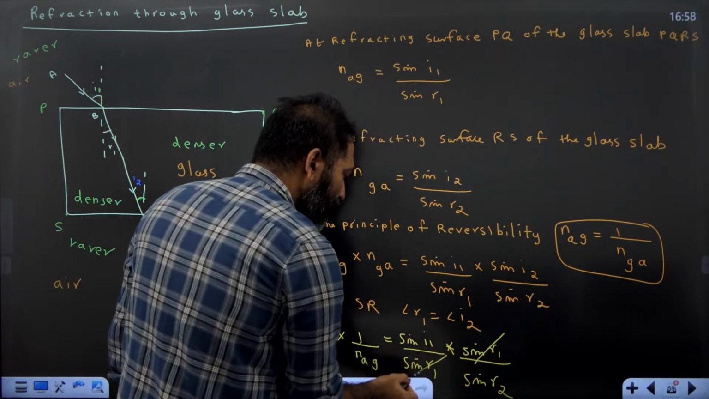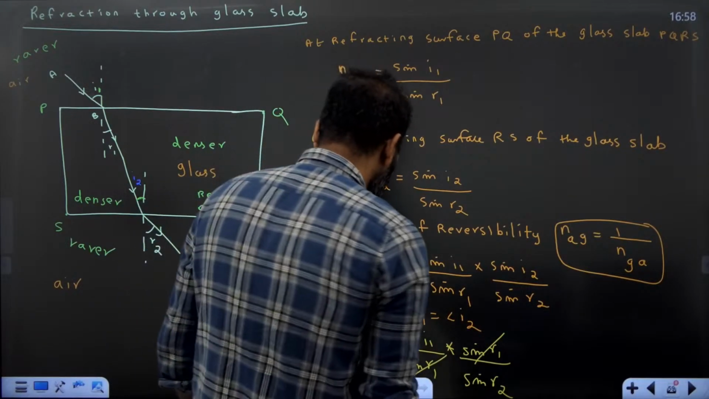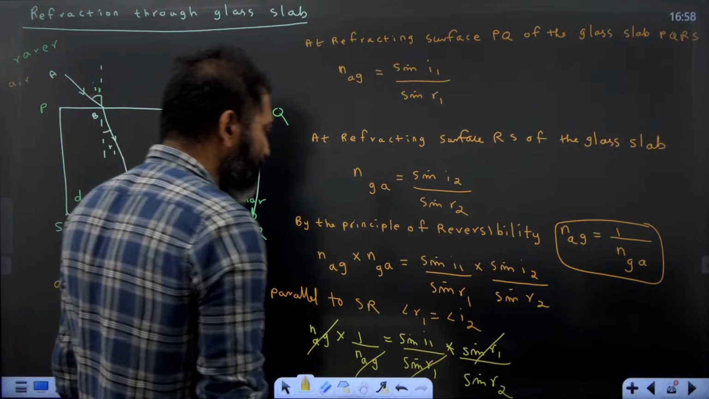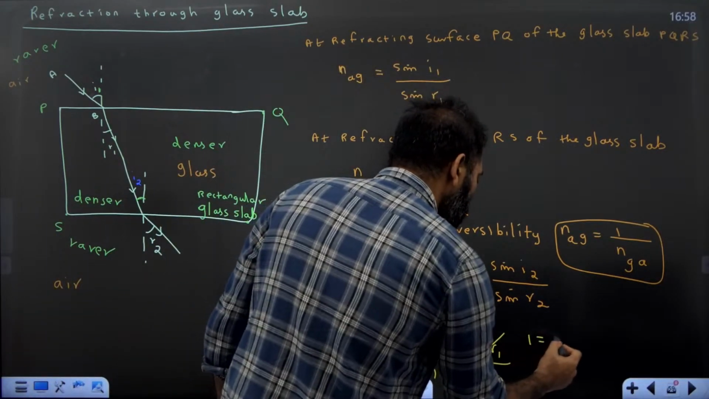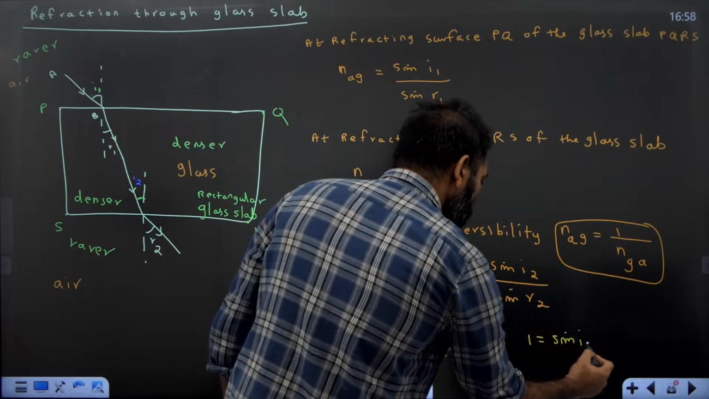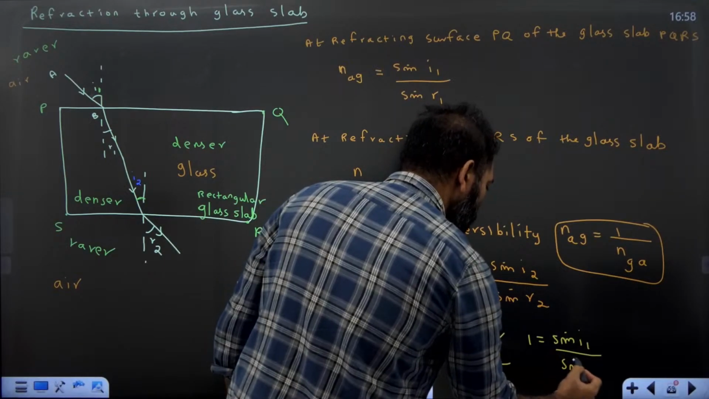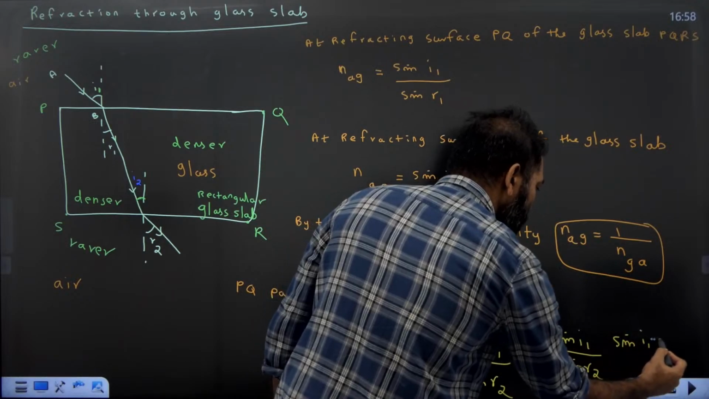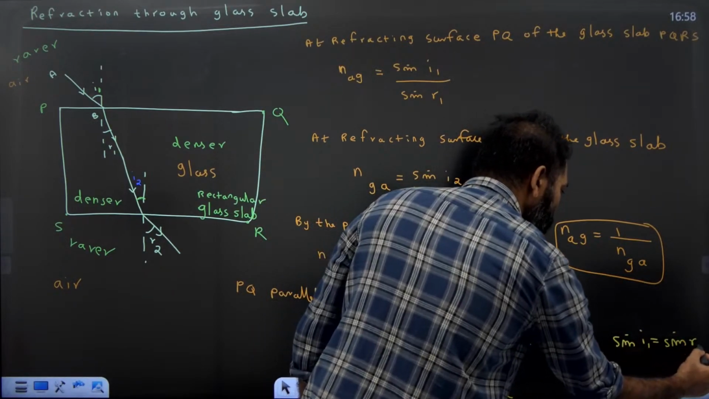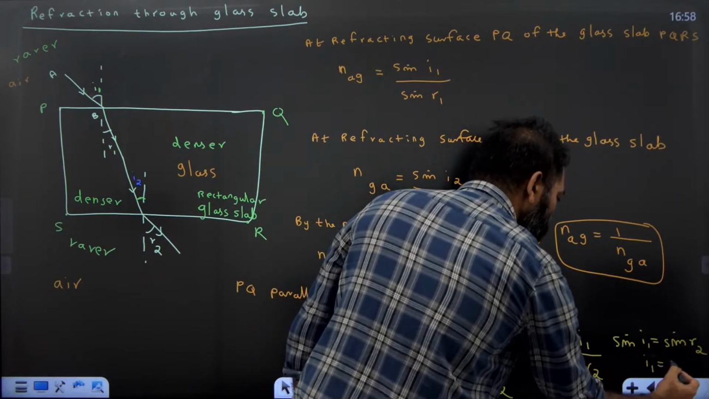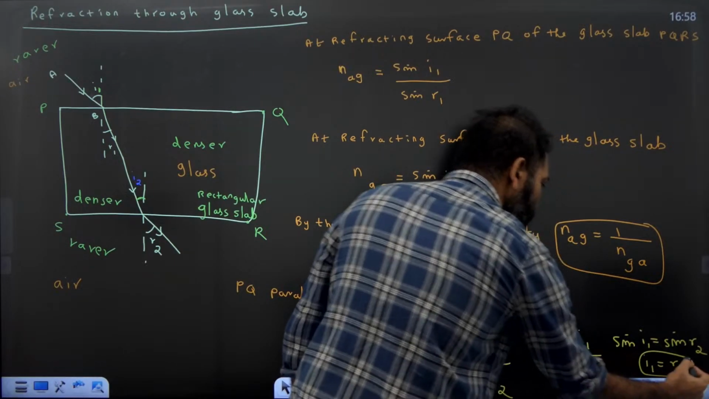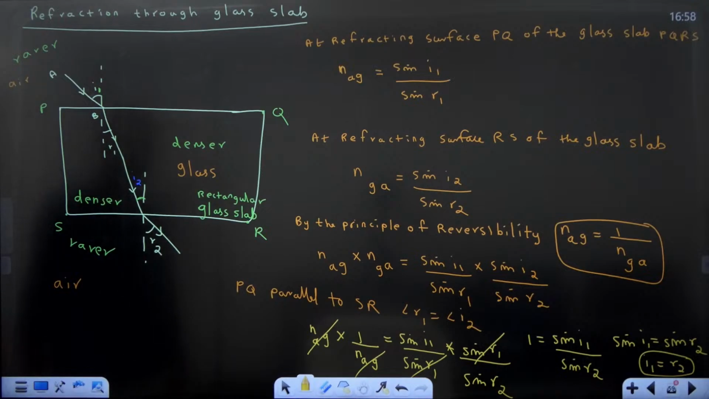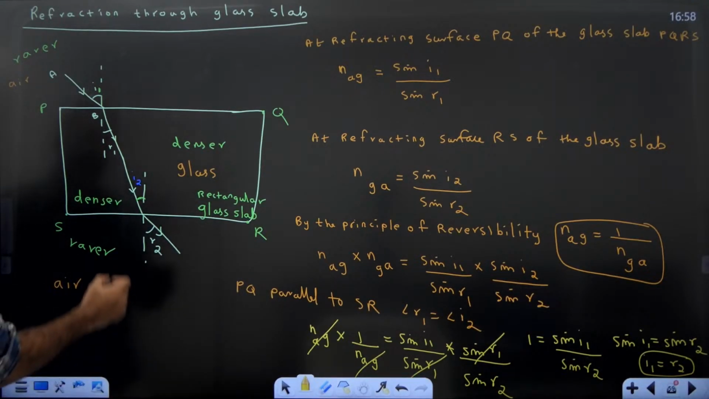So sin R1 gets cancelled. The refractiveness of glass with respect to air and air with respect to glass can cancel. So 1 is equal to what? Sin I1 by sin R2. That is, sin I1 is equal to sin R2, which means I1 is equal to R2.